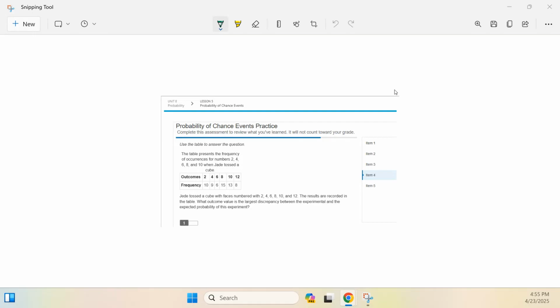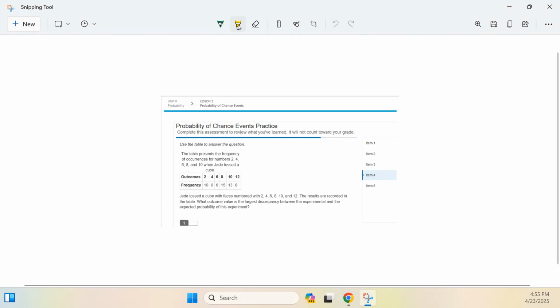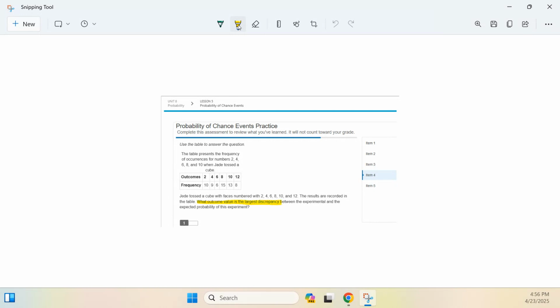Okay, so this is your practice item 4, and if you read it here, it says the table represents the frequency of occurrences for numbers 2, 4, 6, 8, and 10 when Jade tossed a cube. Jade tossed a cube with faces numbered 2, 4, 6, 8, 10, and 12. The results are recorded in the table. What outcome value is the largest discrepancy between the experimental and the expected probability of this experiment?